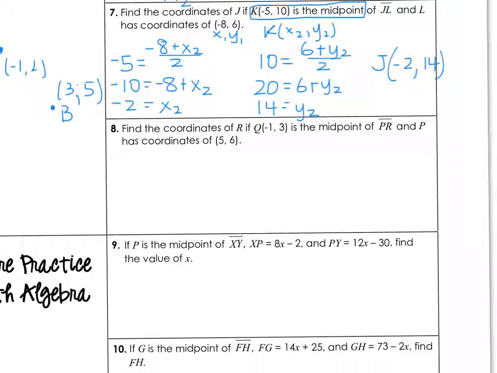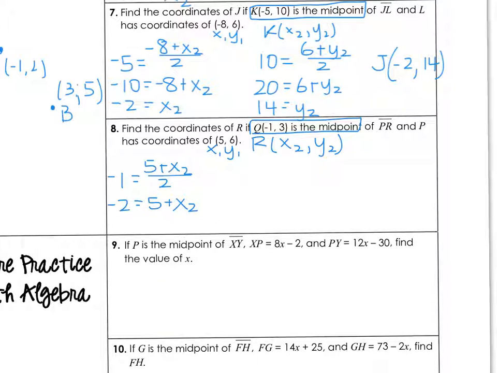It says find the coordinates of R, so I'm trying to find R, if Q is the midpoint, and P is my x1, y1. So negative 1 equals 5 plus x2 divided by 2. Multiply both sides by 2. Eliminates the fraction. Subtract 5. If you need to show that work, that's fine. I'm verbally telling you what I'm doing.